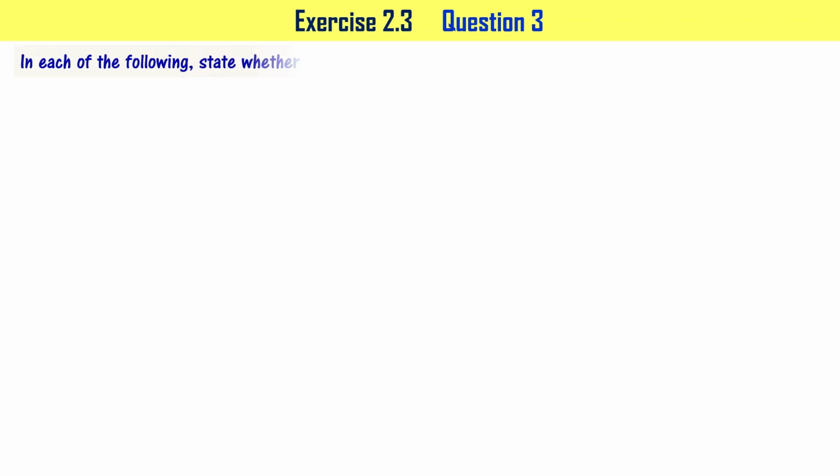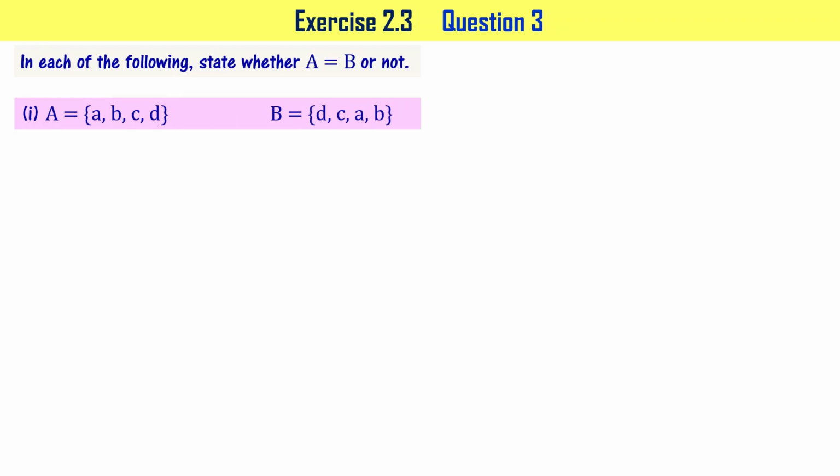Question 3 is, in each of the following, state whether A equals B or not. The questions given are: A is the set containing elements A, B, C, D, and B is the set containing elements D, C, A, B. Question 2 is, A is the set containing elements 4, 8, 12, and 16. B contains the elements 8, 4, 16, and 18.